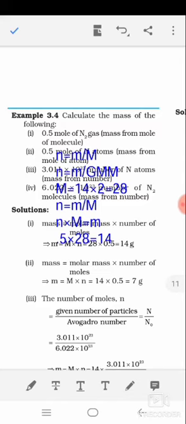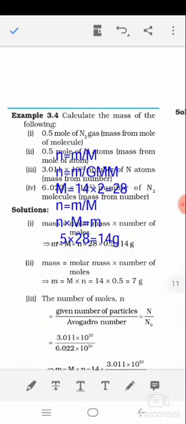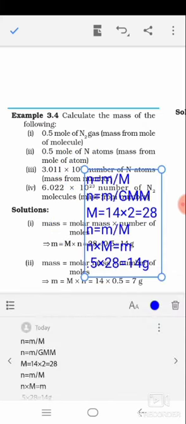Here n is provided, that is 0.5. So 0.5 into 28 is equal to 14. 14 gram. You must write the unit, 14 gram. Okay, so this is the first answer. Now in this way you can also calculate the second sub question.